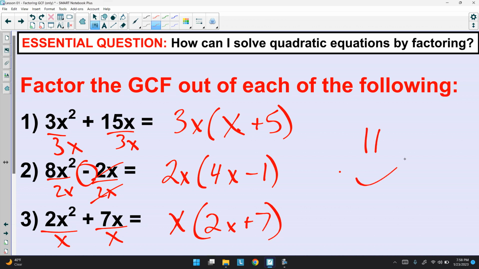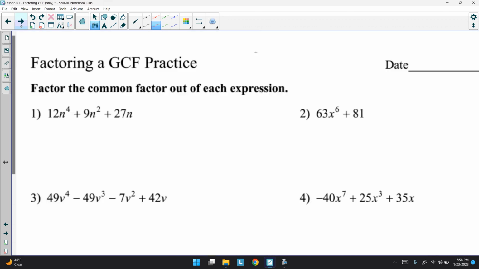Bam. And this is the practice. I gave you this before you left today. I'll do, I don't know, 2 of them.